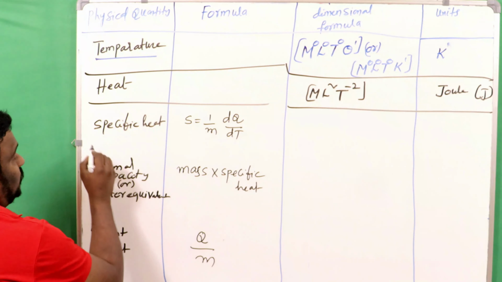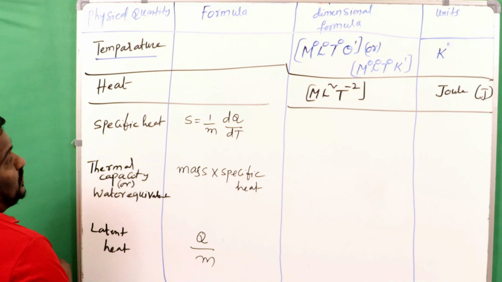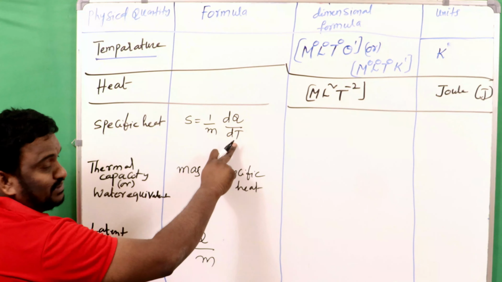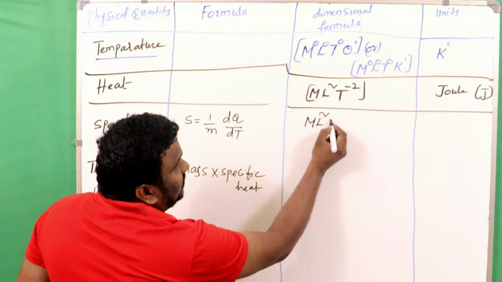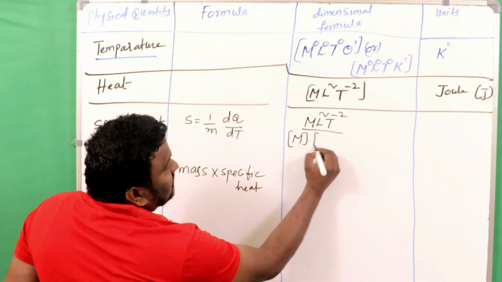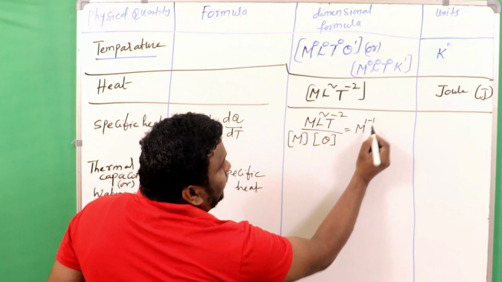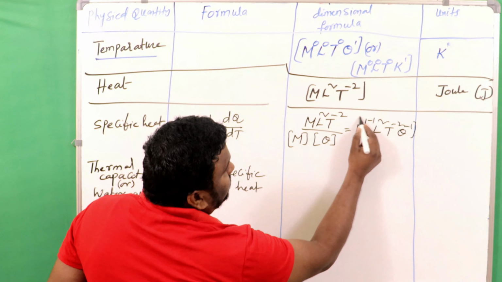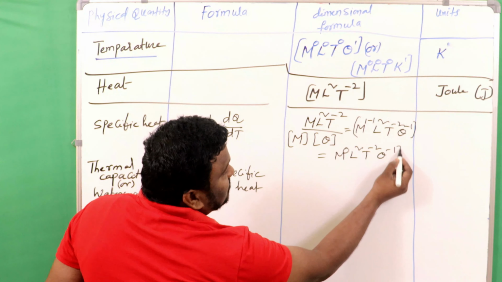And now the third one. What is specific heat? The specific heat formula is S equals 1 by M into dQ by dT. Here M is mass, Q is heat energy, and dT is the change in temperature. dQ is energy, so we write M L square T inverse 2 by mass capital M, and change in temperature is theta. Then we get M to the power of 1 minus 1, L square T inverse 2 and theta inverse 1. So simply M to the power of 0, L square T inverse 2, theta inverse 1.